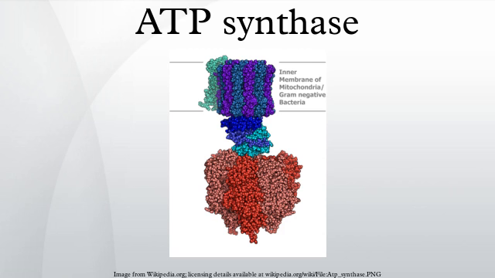For elucidating this, Boyer and Walker shared half of the 1997 Nobel Prize in Chemistry. Jens Christian Skou received the other half of the chemistry prize that year for the first discovery of an ion-transporting enzyme, Na+/K+ ATPase. The crystal structure of the F1 showed alternating alpha and beta subunits, arranged like segments of an orange around an asymmetrical gamma subunit.